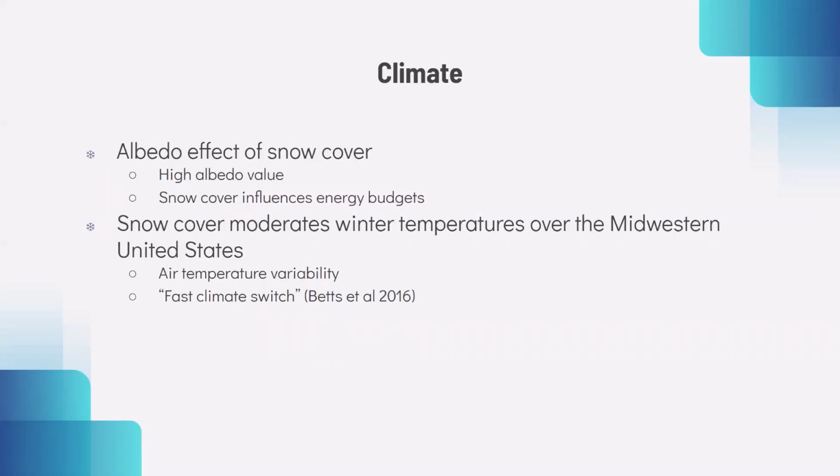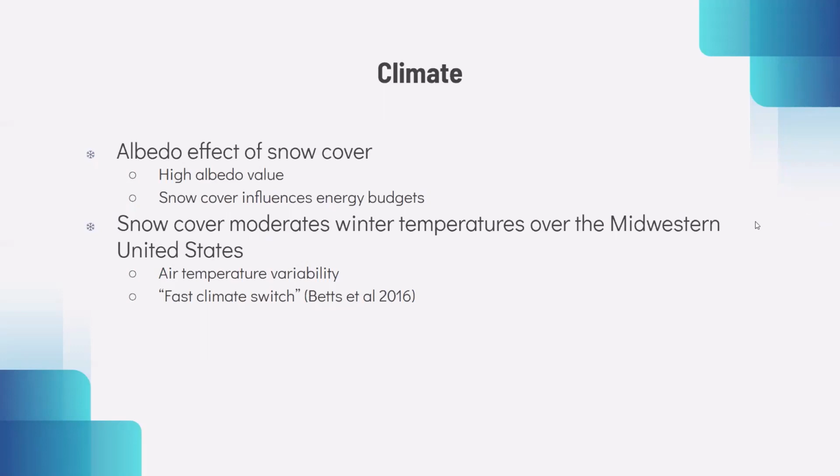Snow also has a large effect on air temperature. During the winter months, snow cover is responsible for 40 to 60% of air temperature variability in the continental United States. In the spring, this number rises to greater than 70%. Snowfall and snowmelt can also act as a fast climate switch by causing a shift in air temperature, either 10 degrees cooler or 10 degrees warmer, respectively.